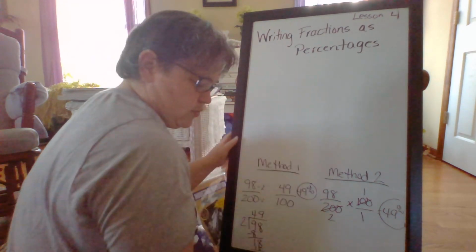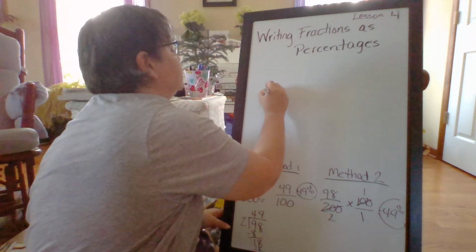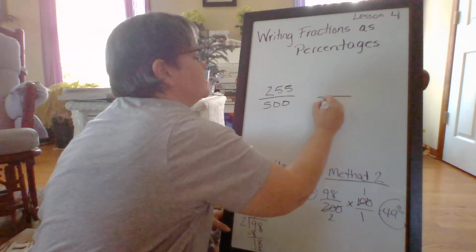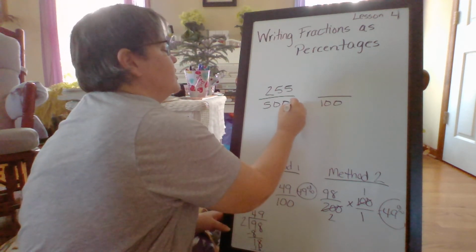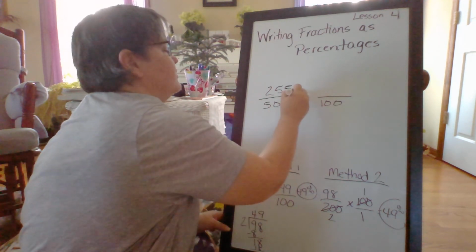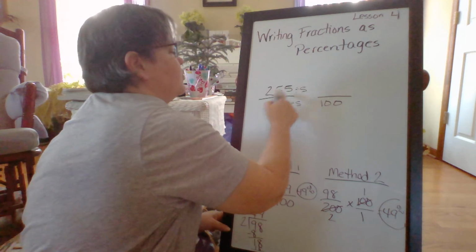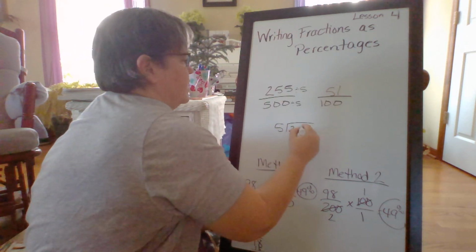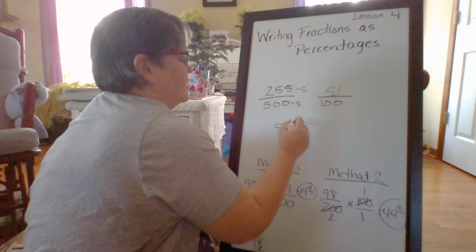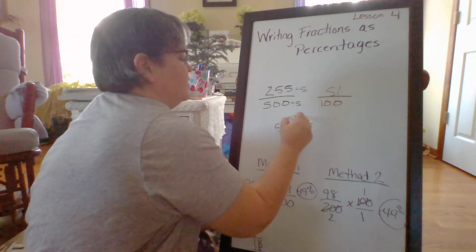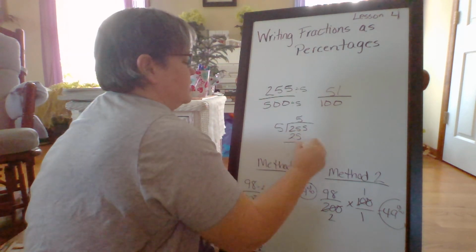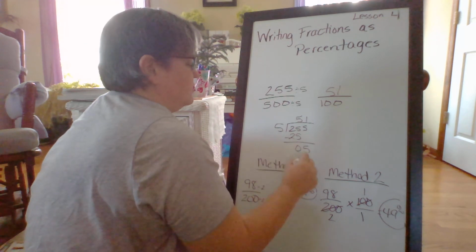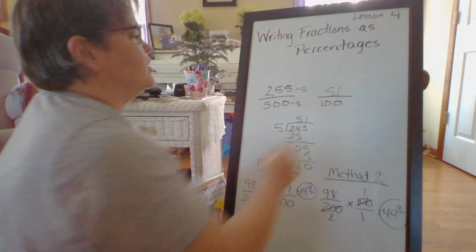Let's do another one. Let's do 255 over 500. And let's do method 1 this time. How do we get to 100? We're going to divide by 5, so we have to divide this by 5. 5 into 25 is 5. 5 into 5 is 1. Let me show you how I did that. 5 into 2 won't go. 5 into 25 goes 5 times. Subtract. Bring down the 5. 5 into 5 goes 1. 1 times 5 is 5. Okay, so this is 51%.